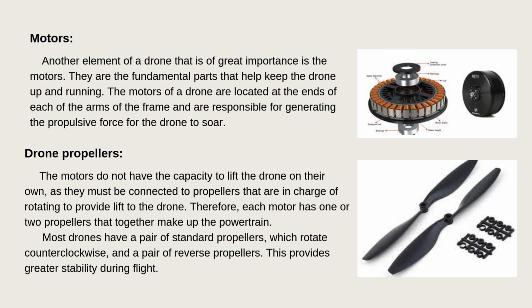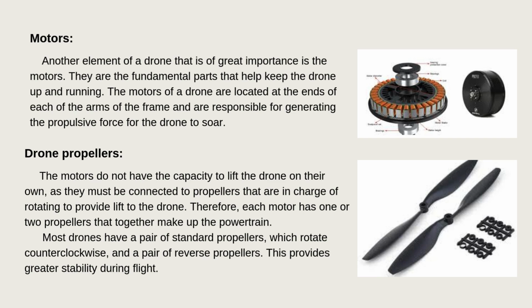Motors. Another element of a drone that is of great importance is the motors. They are the fundamental parts that help keep the drone up and running. The motors of a drone are located at the ends of each of the arms of the frame and are responsible for generating the propulsive force for the drone to soar.